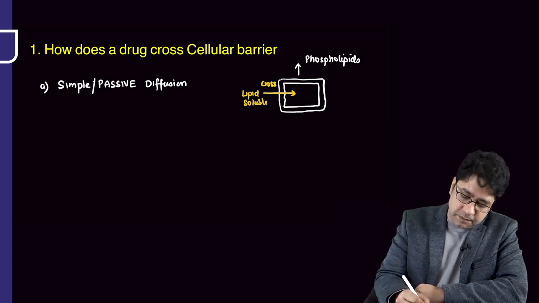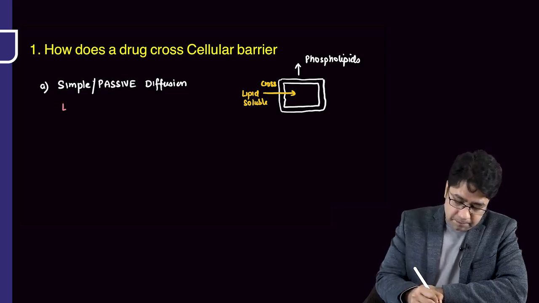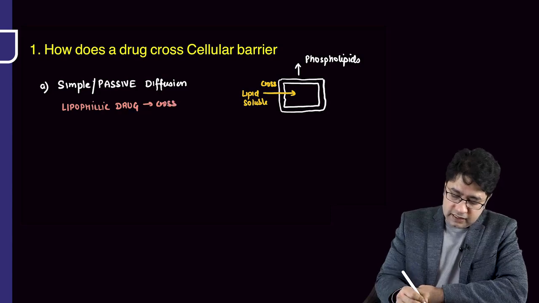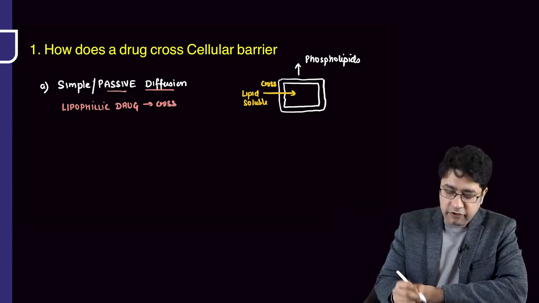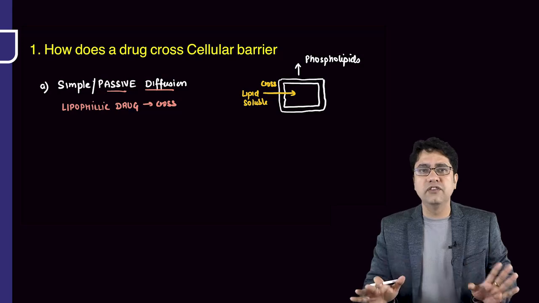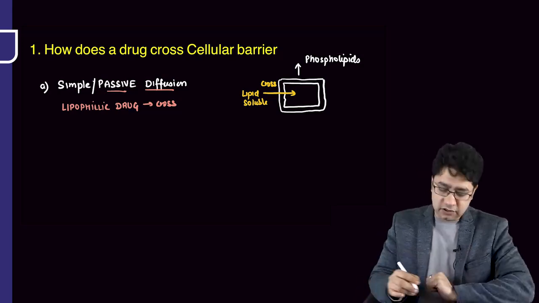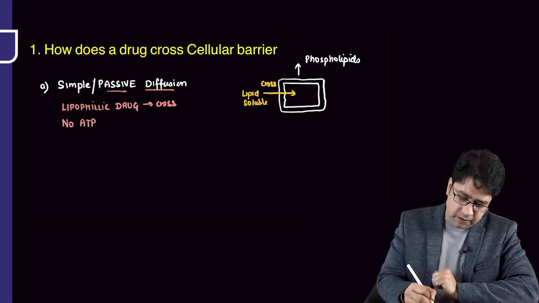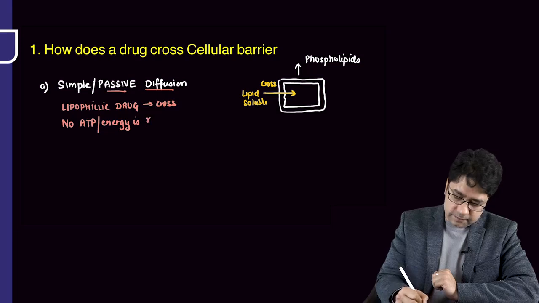So we will write this first part. In simple or passive diffusion, a lipophilic drug, which is a lipid soluble drug, crosses the cell membrane. Now you can see the words passive and diffusion are coming. Passive or diffusion means there is no application of energy. So energy is not required, and you know that energy is in the form of ATP. So no ATP or energy is required.